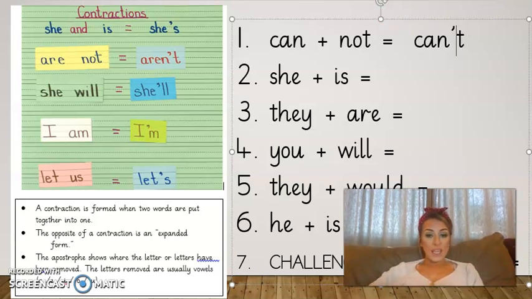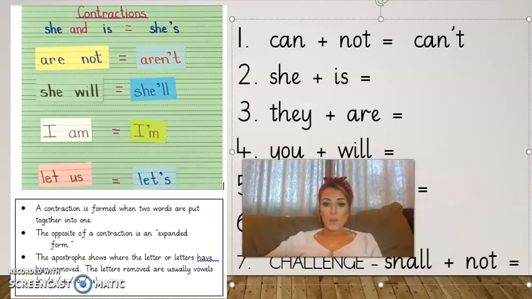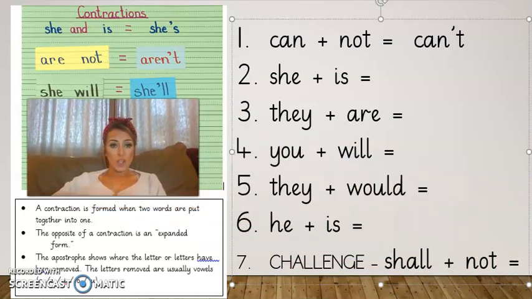Now what I have done here is I have written a list of a few different ones, and I would like you to have a go at writing these out yourself. So I've given you the expanded form and you are going to write out the contraction for me. Are you ready? Pause the video, off you go.